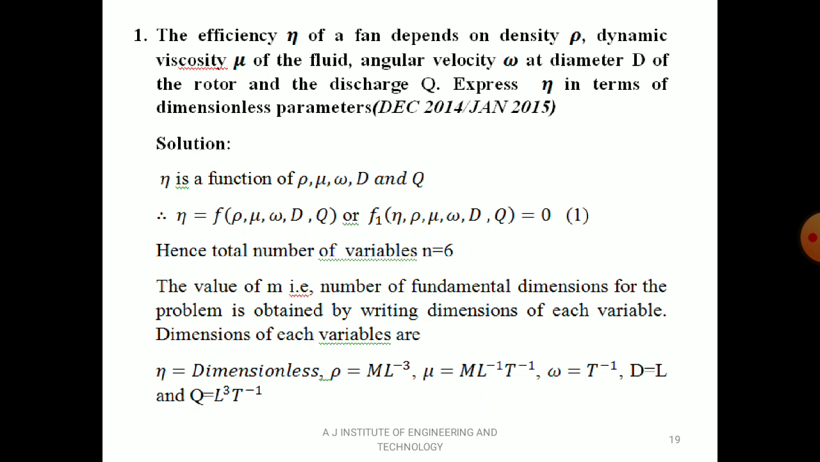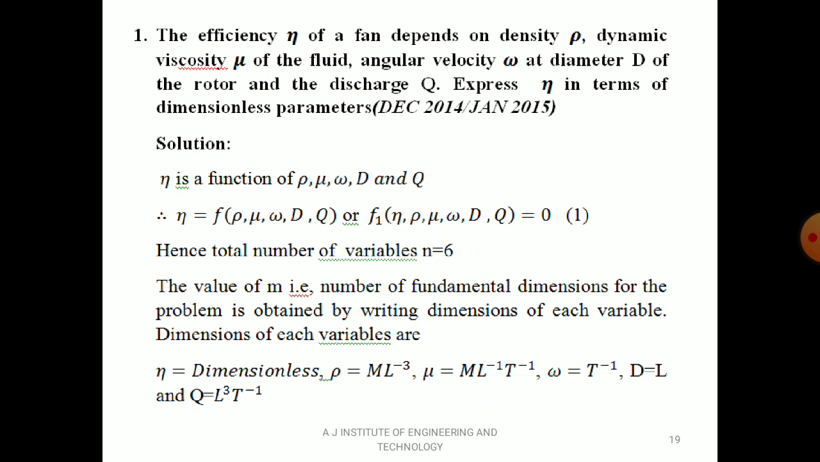As we can count here, eta, rho, mu, omega, d, q, the total number of variables, including dependent and independent, is 6, so n equal to 6. Now we have to get the value of m. For that we have to write the dimensions of all the variables. Eta, as we all know, is efficiency, output by input, so it is unitless. If it does not have a unit, it will not have a dimension either. So eta is dimensionless.